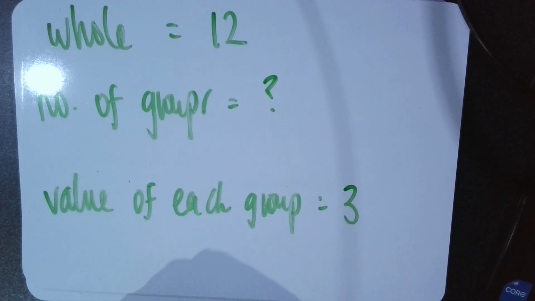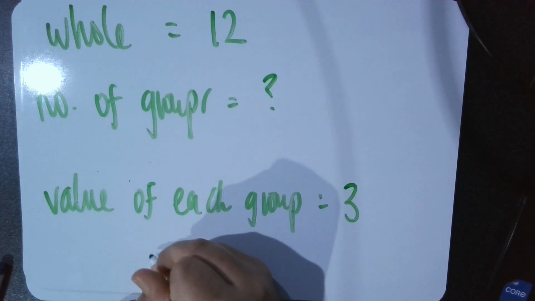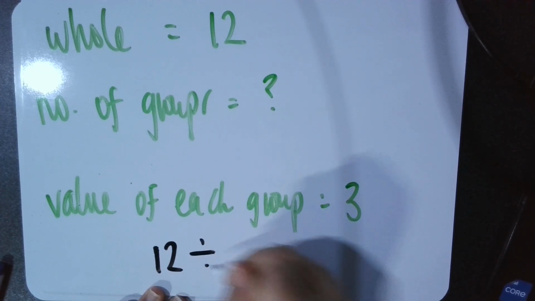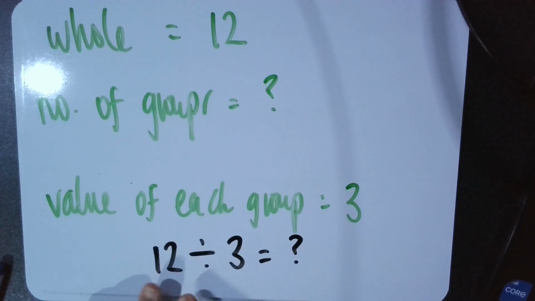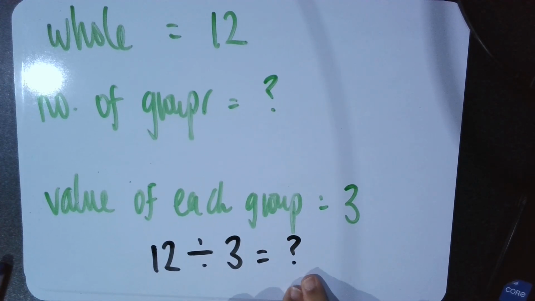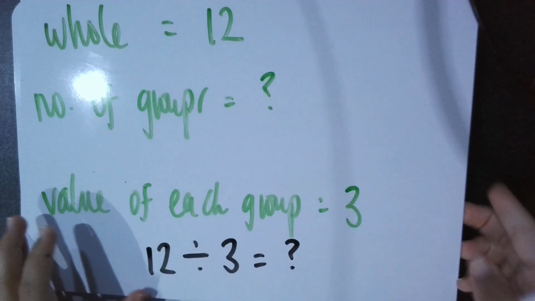To put this into an equation, we can say 12 divided by 3 gives us something. The whole divided by the value of each group will give me the number of groups.